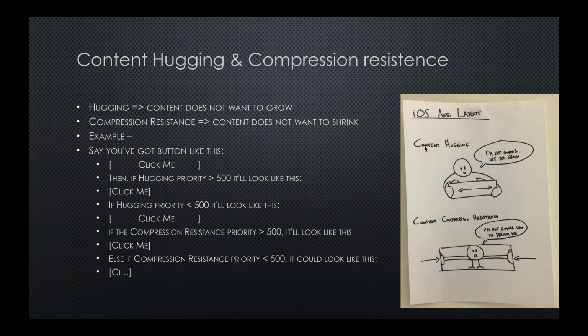I got this image from Stack Overflow actually. Content hugging says, oh, I don't want you to grow, so I will never let you go, please don't grow. As the name suggests, it's like hugging someone very tightly because you don't want them to go. When you increase the value of hugging, it means that your content will never grow, it will be chotu, sorry, small. I just used the Hindi word chotu. So content hugging means you are hugging your element and you don't want it to grow.